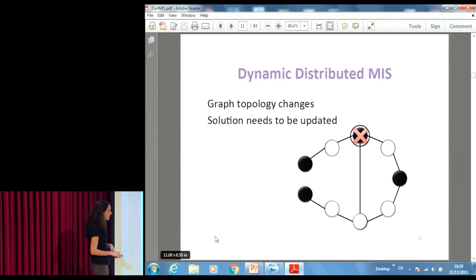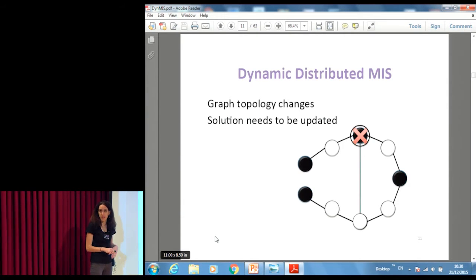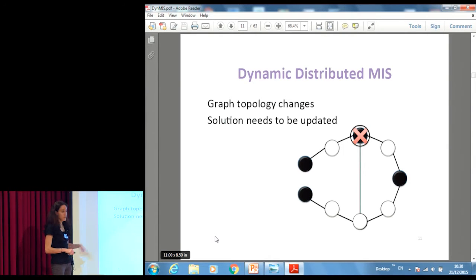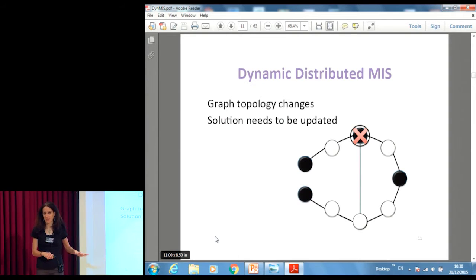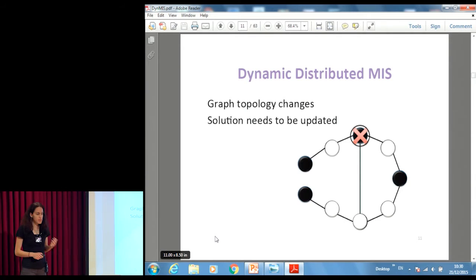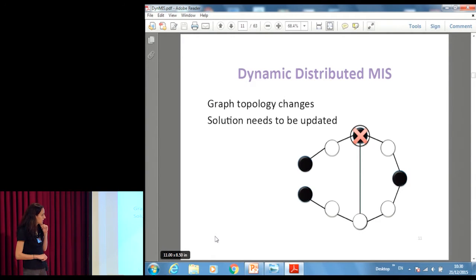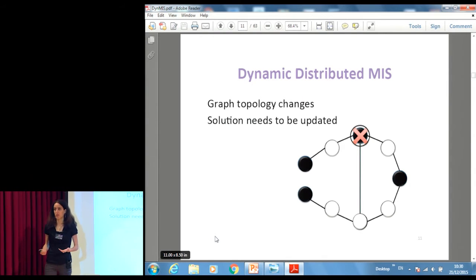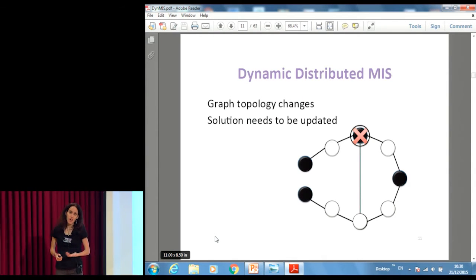In this setting, I have a graph, and I have an MIS. Okay, I have a solution, and now I go and change the graph. So it's this graph again. We're going to see it almost on every slide of this talk. I'm going to make one topology change. Say I remove this node, and I'm asking how long does it take me to fix the solution? And when I say fix, I mean I want the nodes to communicate and maybe change their outputs if they need to, and the result has to be an MIS. It doesn't have to be related to the previous MIS.